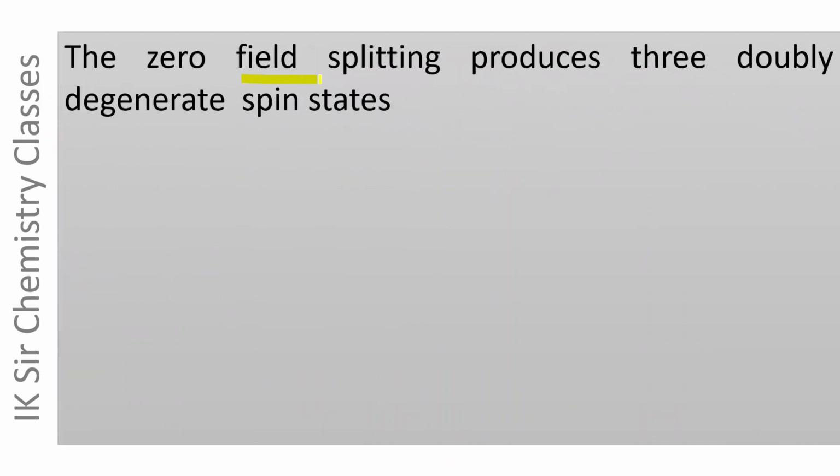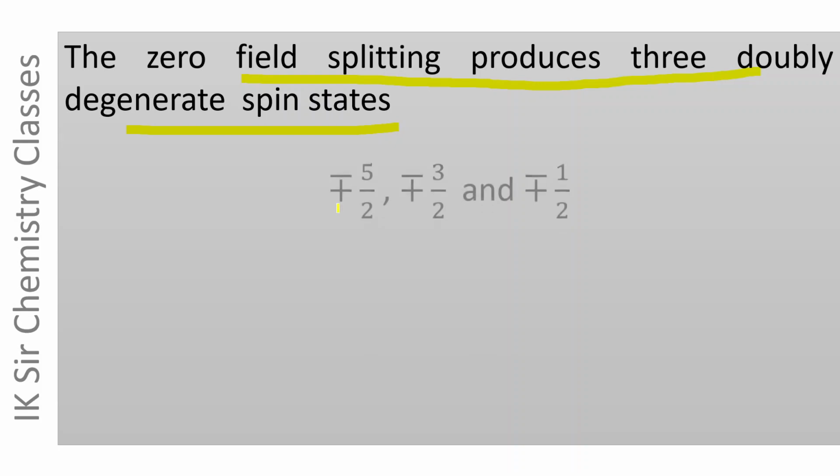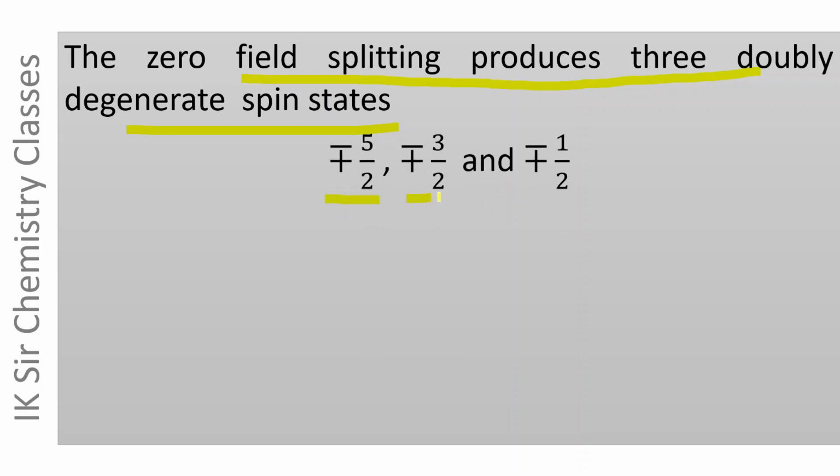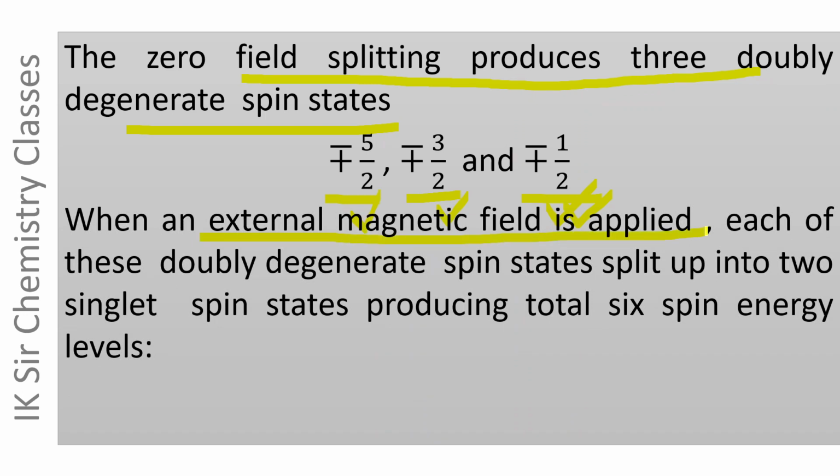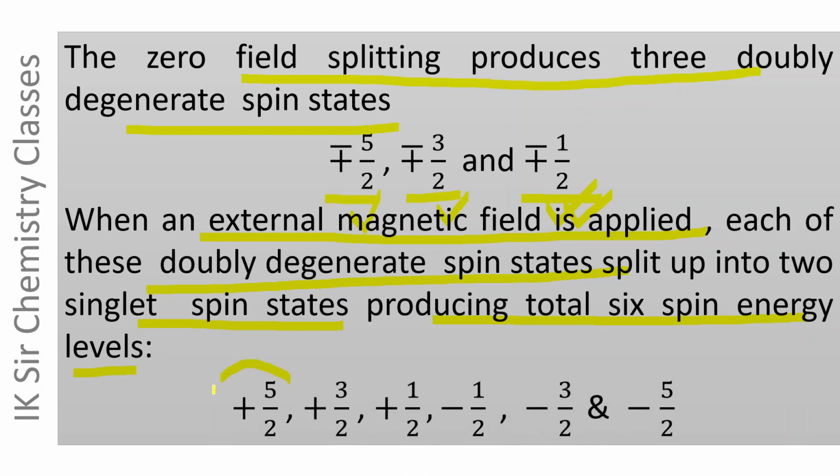The zero field splitting produces 3 doubly degenerate spin states for the Mn2+ ion, and these are plus minus 5/2, plus minus 3/2, and plus minus 1/2. These three spin states are doubly degenerate, each having two spin energy levels with the same energy. When an external magnetic field is applied, each of these doubly degenerate spin states is split into two singlet spin states, producing a total of 6 spin energy levels, and these are plus 5/2, plus 3/2, plus 1/2, minus 1/2, minus 3/2, and minus 5/2.